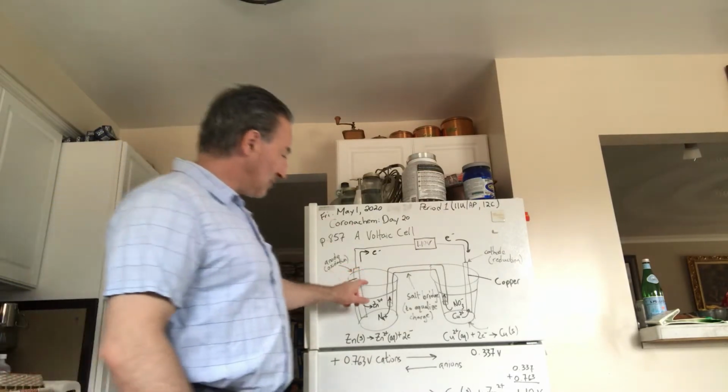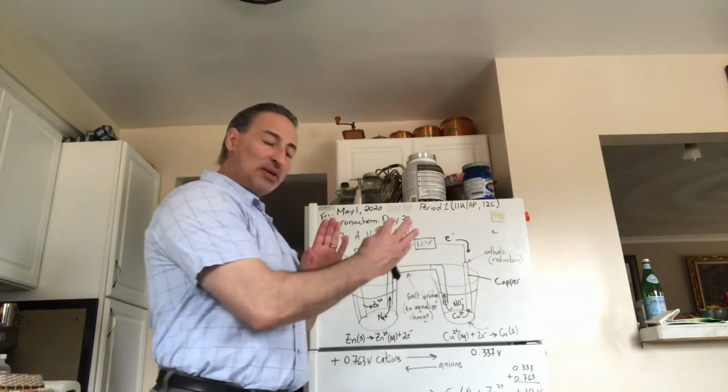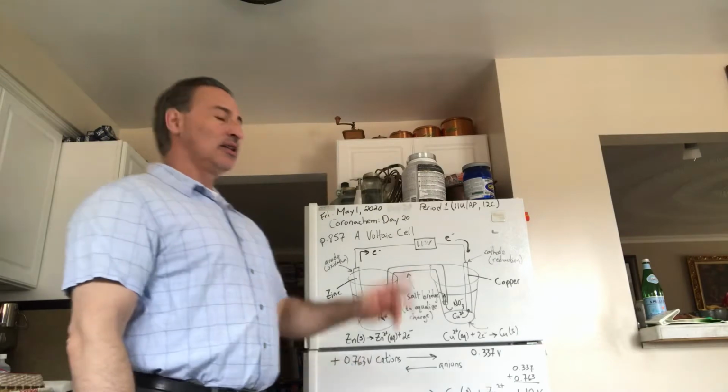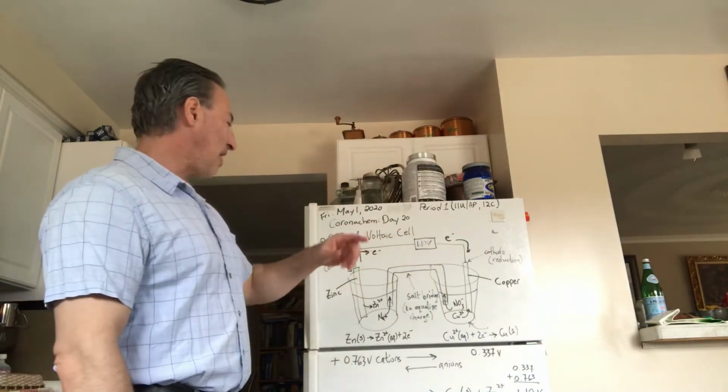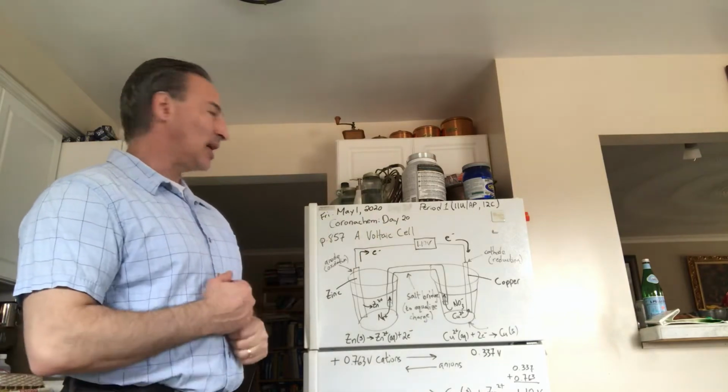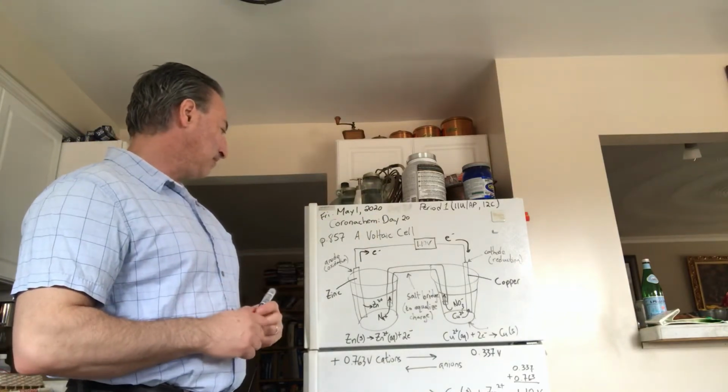A battery has essentially two reactions that are somehow separated by a membrane, and the electrons are forced to go from one side to the other. They always travel from the anode to the cathode. So the plus and the minus side of the battery.